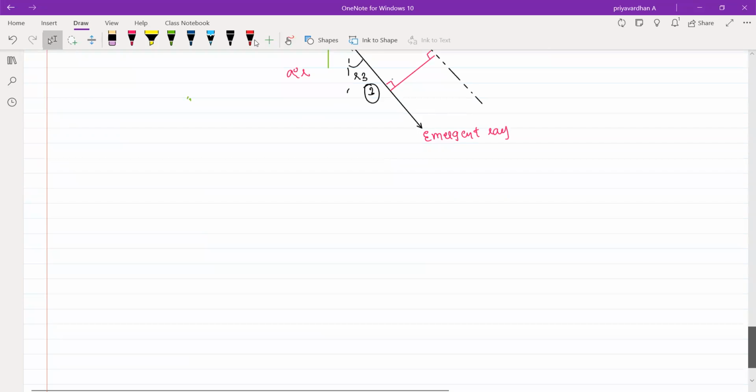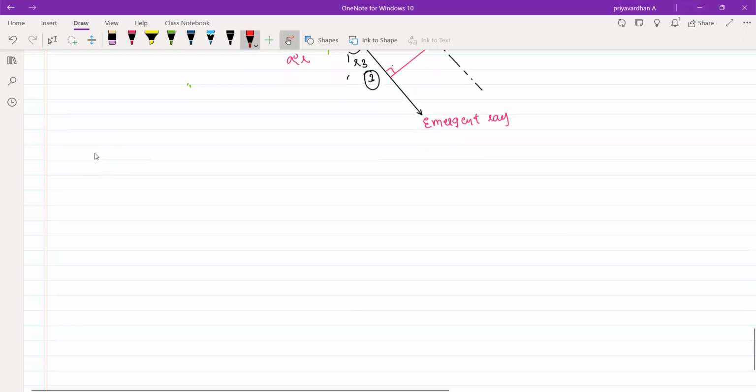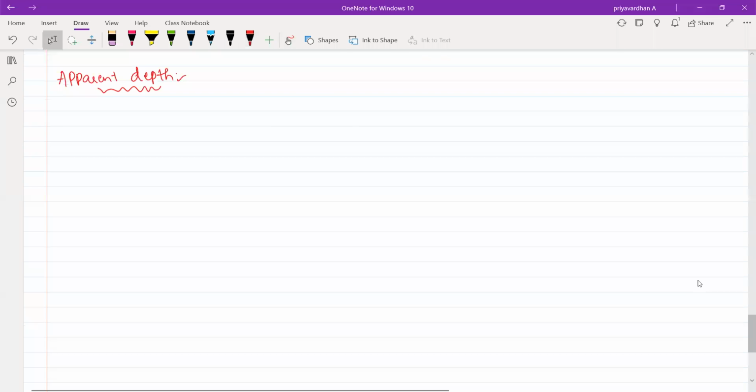Okay. Now let's discuss about apparent depth. What do we mean by apparent depth? Yeah, virtual depth. You can say imaginary depth. Good. I can say virtual or imaginary, whatever names you want to call it.